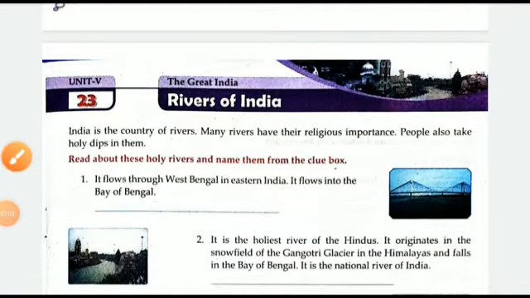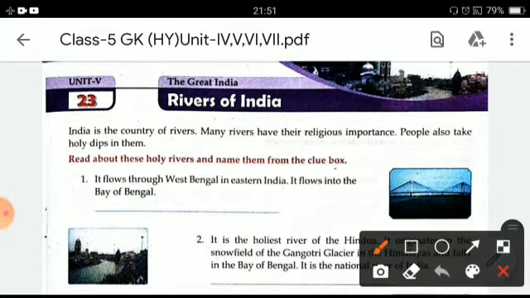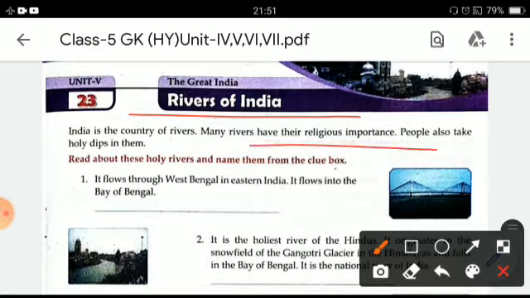And today's topic for GK is Rivers of India. India is a country of rivers. Many rivers have their religious importance. People also take holy dips in them. Now let's read about these holy rivers and name them from the clue box.